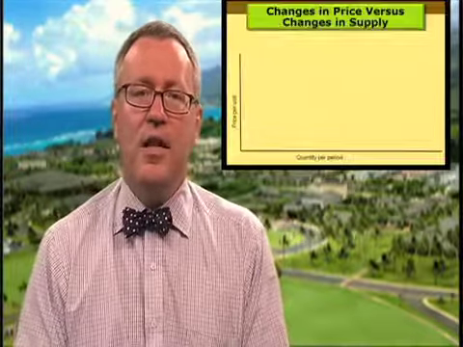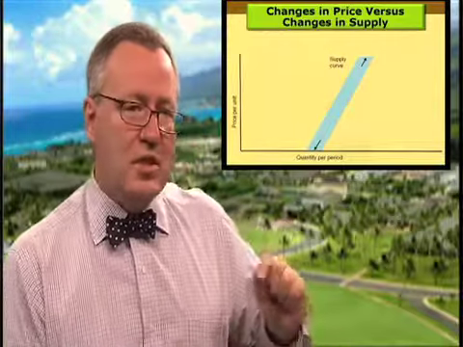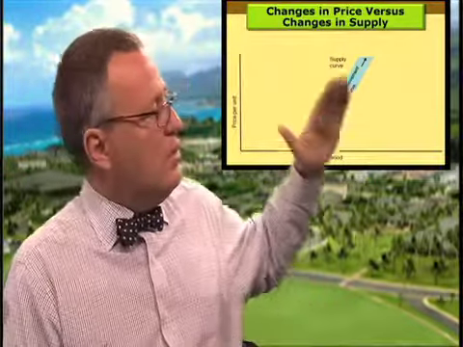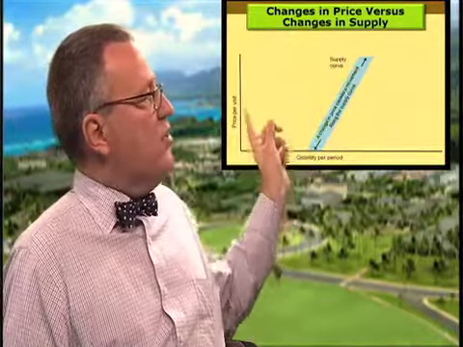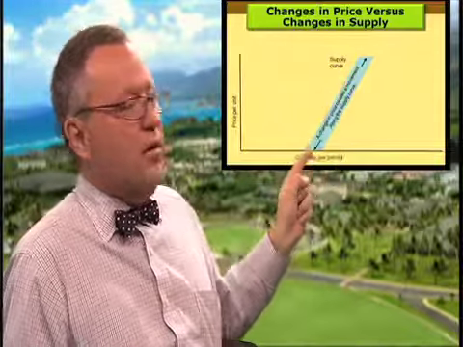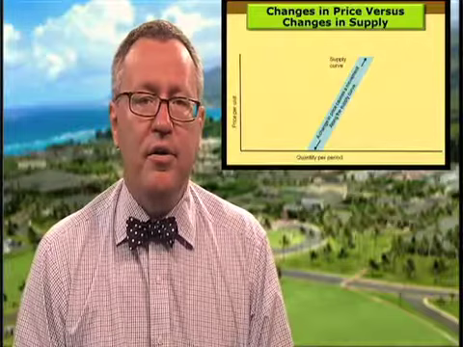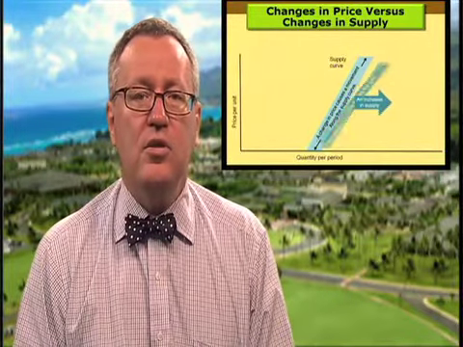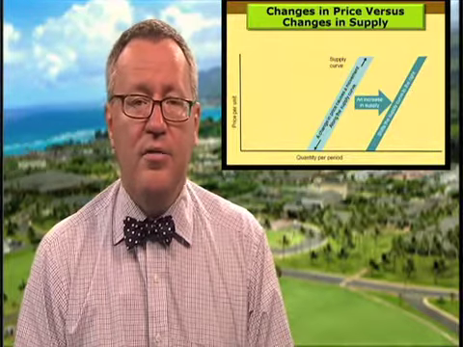Okay, let's talk about price changes versus changes in supply. The same way as we did with demand, here's our supply curve. If we were to change the price of the good on the graph, it's just going to cause us to move along the supply curve. However, any variable that we change other than price is going to cause our supply curve to shift either to the right or to the left.